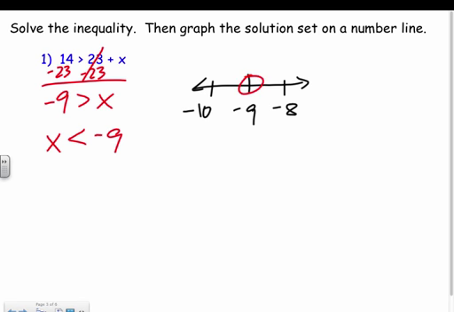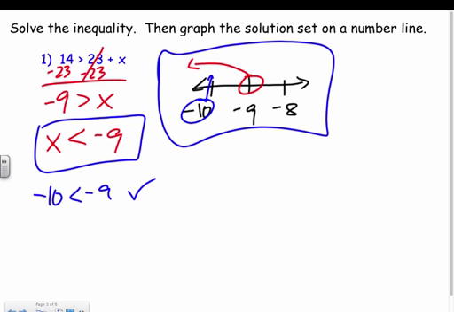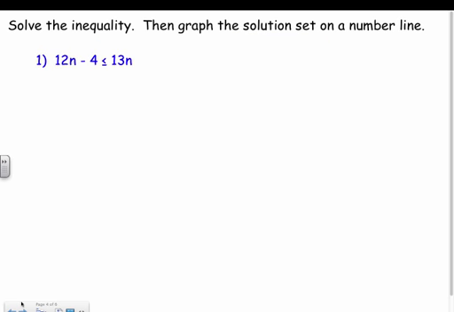So there is no greater than with it. It's just less than, and numbers to the left, right? So whatever I would plug into my equation, for example, negative 10 right here on my graph. If I plugged in a negative 10, it should make sense. Yep, negative 10 is less than negative 9, so that works. So here's my answer, my inequality that I solved, and here's my graph. Open circle at negative 9, arrow going to the left.